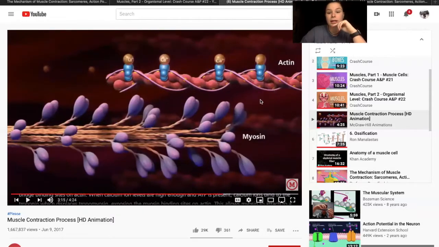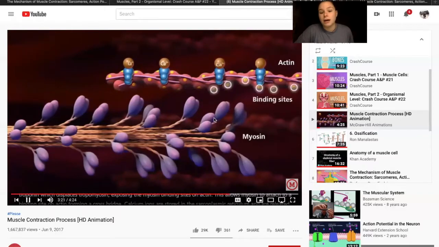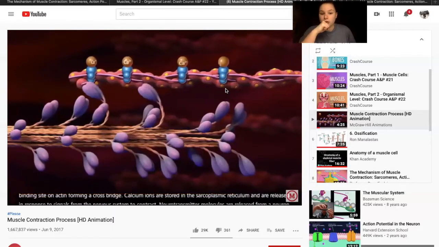Okay, calcium binds to the troponin, which allows us to pull those fibers away from where they are so that it exposes the myosin binding site. Then the myosin can come up and touch the binding site so that it can make that cross bridge and do the power stroke.